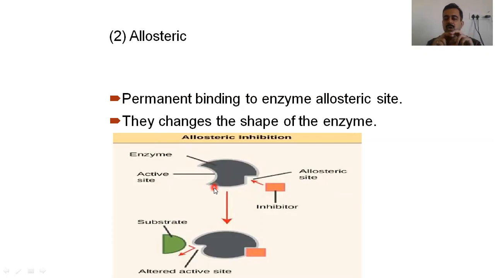The configuration of that particular site inside the active site will be destroyed by the binding of the allosteric inhibitor. The active site gets modified, and the substrate is unable to bind, which actually should have bound to this area. Since the area has been modified, the substrate will not go there, and ultimately the reaction would stop. Secondly, allosteric inhibition is again a permanent type of inhibition, and therefore it is quite inhibitory to that particular enzyme substrate reaction.